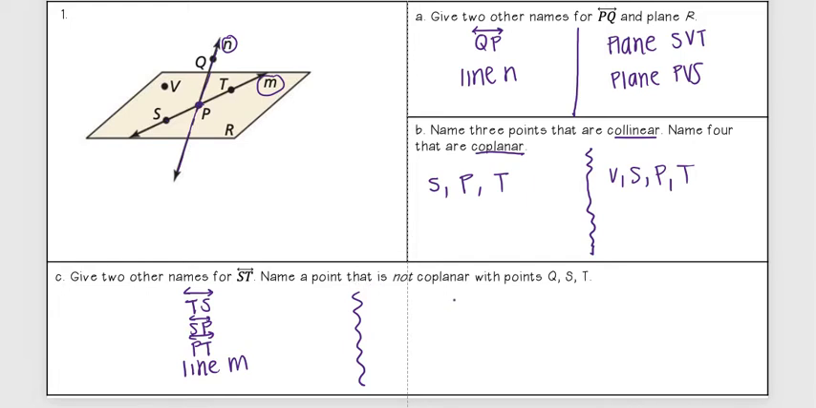Okay, and then the last part of this question said to name a point that is not coplanar with points Q, S, T. So I'm looking at Q, S, and T. And so since a plane is 2-dimensional, I kind of think of it as a piece of paper. So if I'm placing a piece of paper in line with these, which point is not going to be on that? Well, that's going to be point V out here. So I see point V is not in line with all of those other ones where it would make a flat space. So point V is not coplanar with all of those.